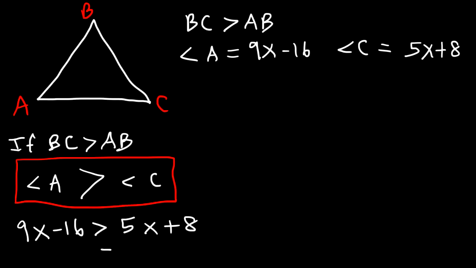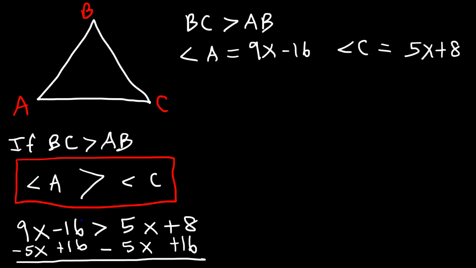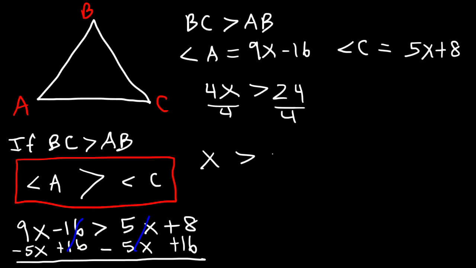Now let's subtract both sides by 5x and let's add 16 to both sides. So we can cancel 16 and the 5x. 9x minus 5x is 4x. And let's not forget about the greater than symbol that we have here. And 8 plus 16 is 24. So therefore 4x is greater than 24. Now let's divide by 4. 24 divided by 4 is 6. So therefore we could say that x is greater than 6. So we have an inequality.